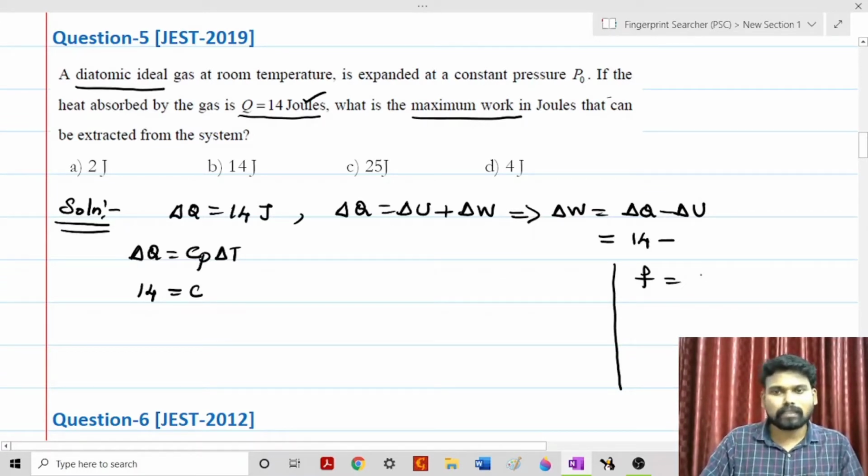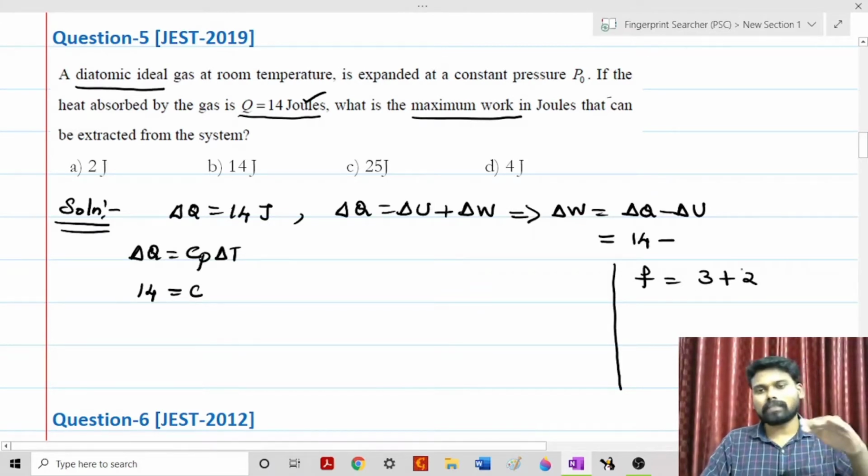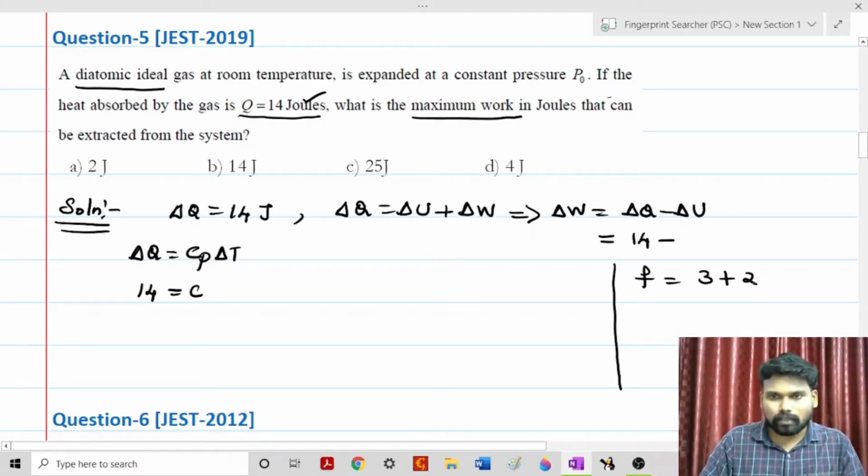For diatomic gas, it is 3 translation plus 2 rotation. At room temperature, there will be only translational and rotational degrees of freedom. There will not be any vibrational degrees of freedom. So 3 plus 2. I think you know that there will be only 2 rotational degrees of freedom for a diatomic molecule, because when the molecule rotates about its own axis, it cannot be counted as a degree of freedom because no kinetic energy is associated with that. So this is 5.